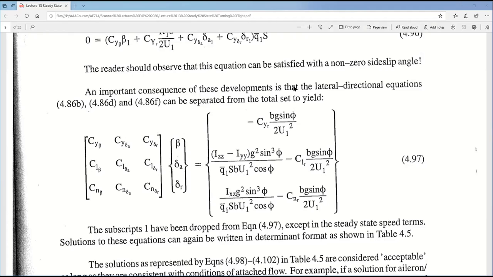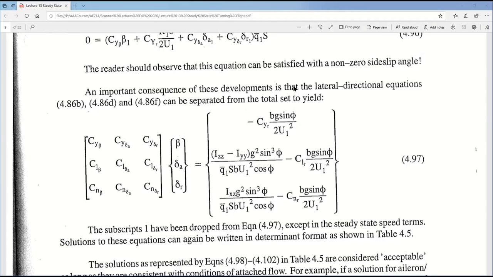So we have an example where we're going to plug numbers in for a 2G turn, which is a 60-degree bank angle. This is the lateral directional equations, and they're decoupled because phi is specified, so that's on the right-hand side. And then the next set of equations that we need to do are the longitudinal.